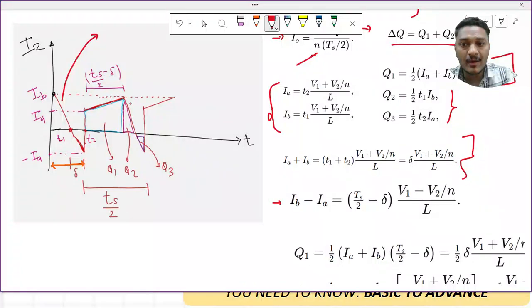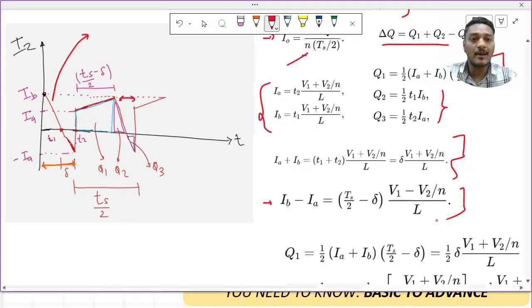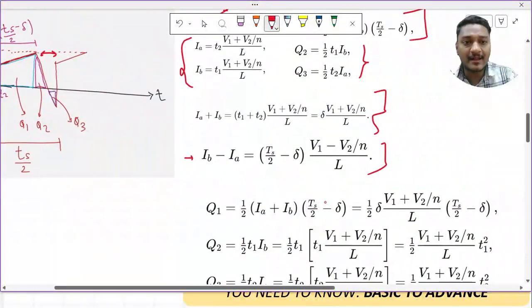It is Ts by 2 minus del. So this is this particular duration. You can see easily, right? So this is basically the delta duration. So Ts by 2 minus del, and at this particular time, what is the slope? (V1 minus V2) whole divided by N, whole divided by L. So from here I have written down IB minus IA.